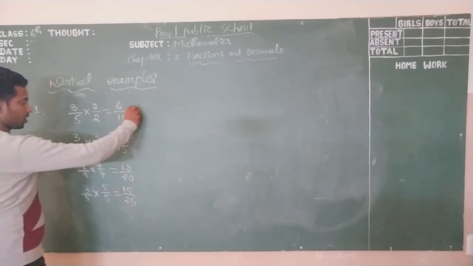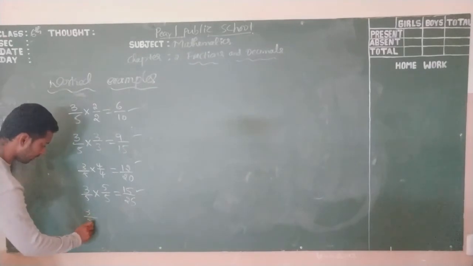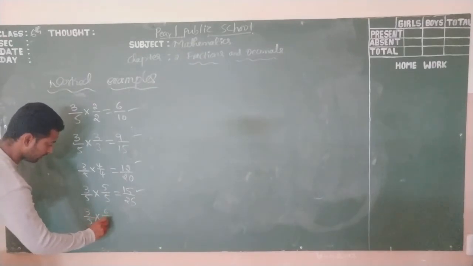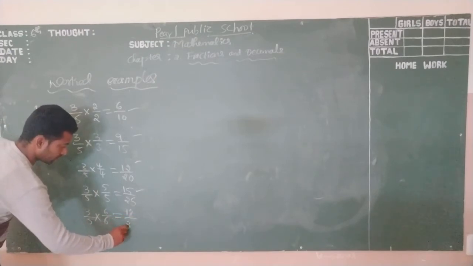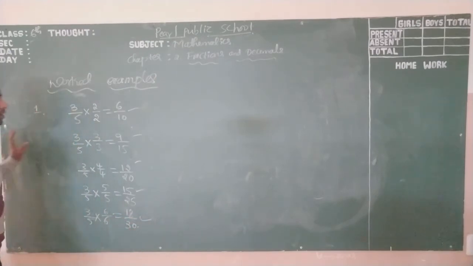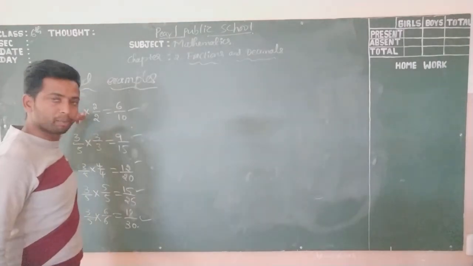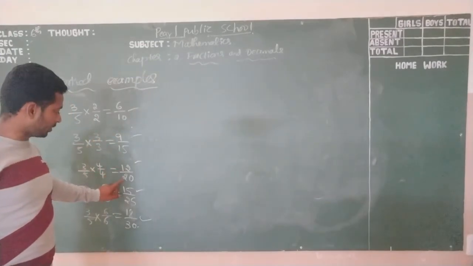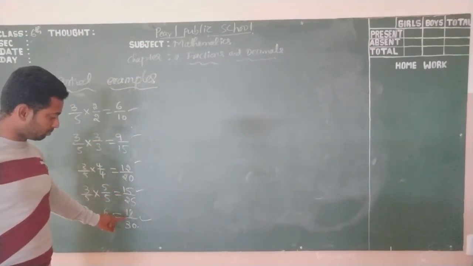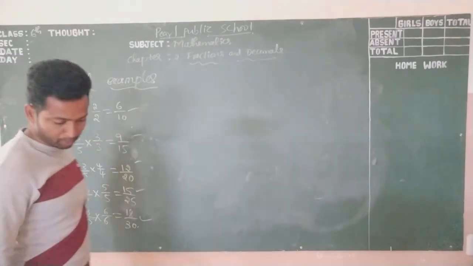Okay, so that is 1, 2, 3, 4. So another one, 3 by 5 into 6 by 6. 6 3s are 18, 6 5s are 30. Okay. So the 5 equivalent fractions of 3 by 5 are 6 by 10, 9 by 15, 12 by 20, 15 by 25, 18 by 30.